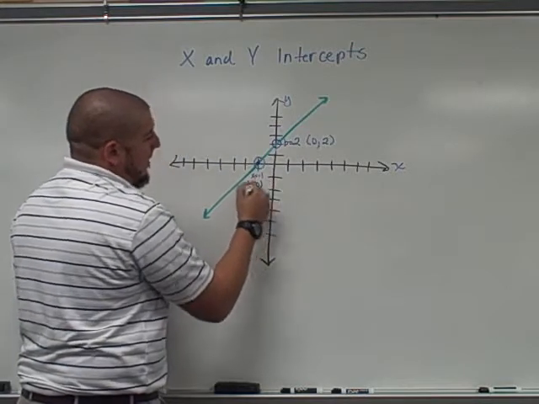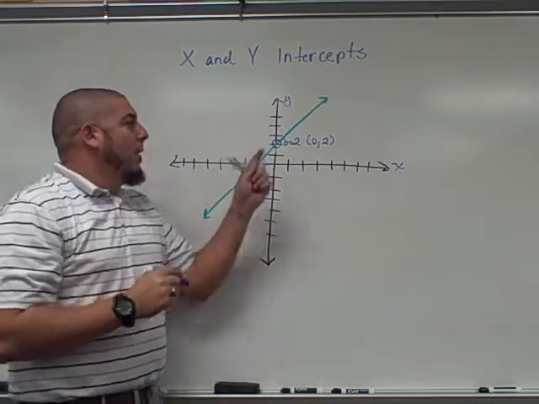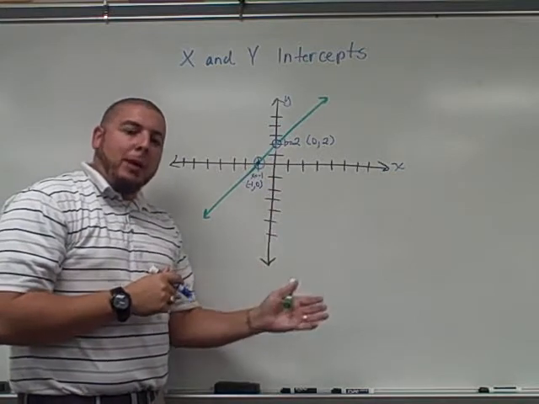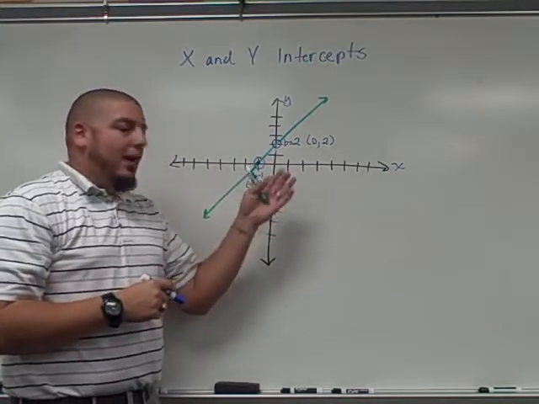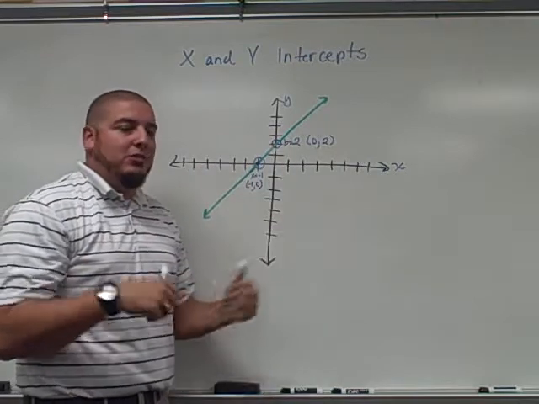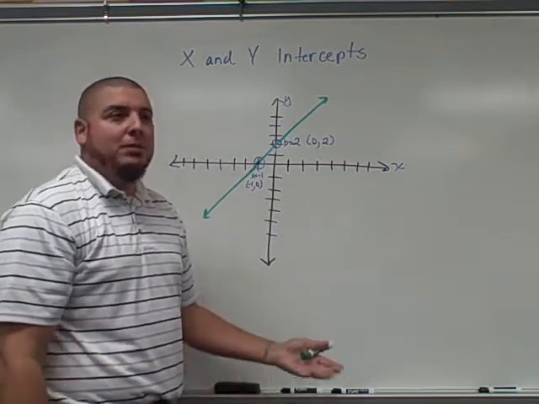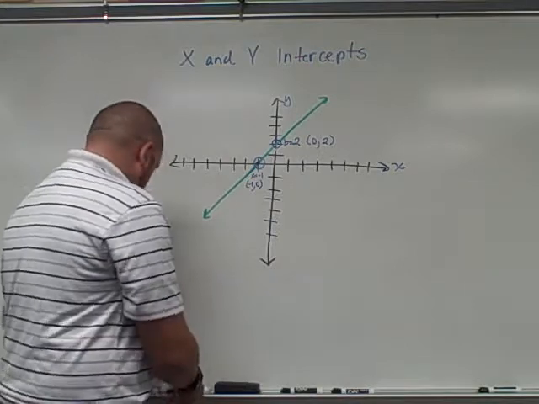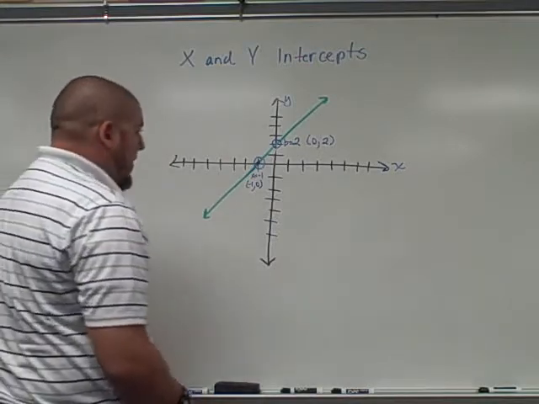Notice how the y-intercept has a special name of b and the x-intercept does not, and that's okay. Y-intercept is labeled by b, x-intercept is just usually labeled by x. You would write all that out. Okay, let's do one more example.